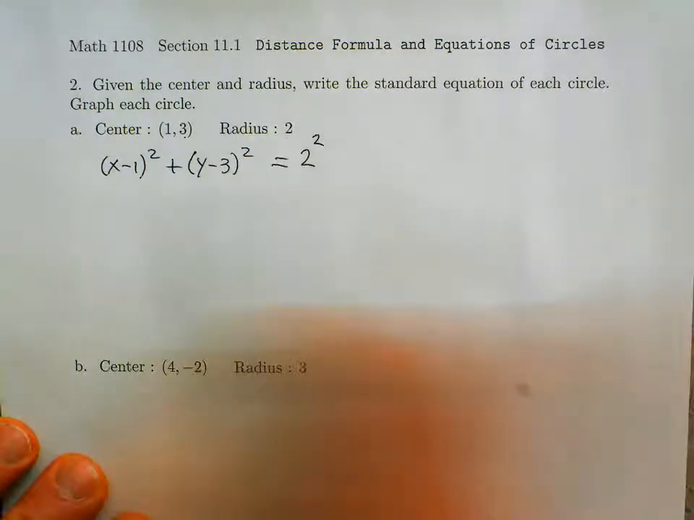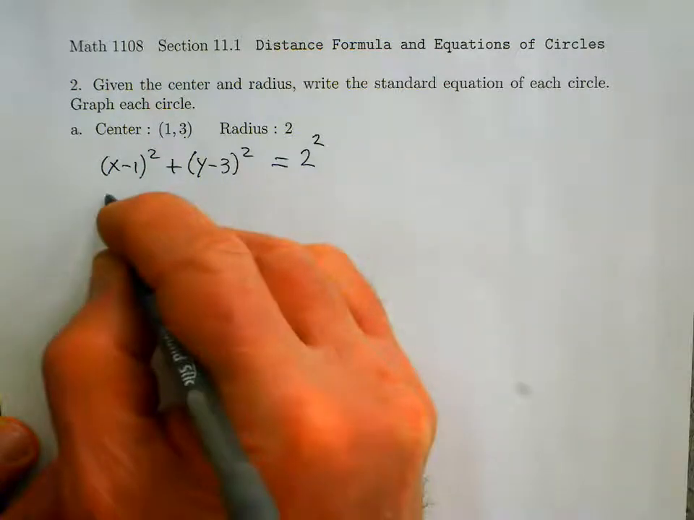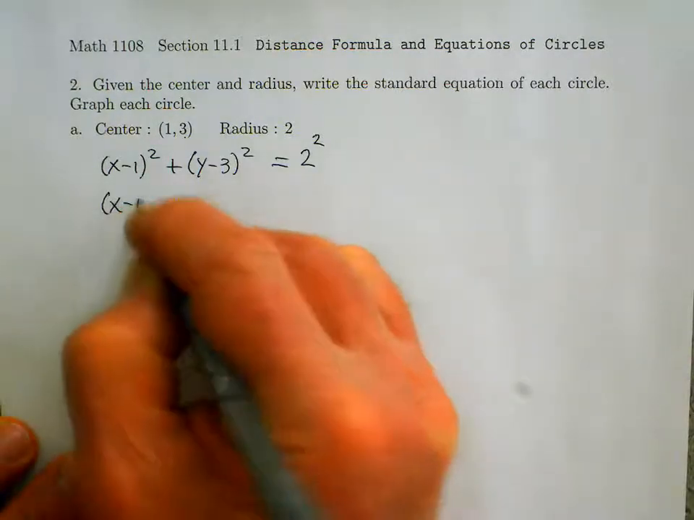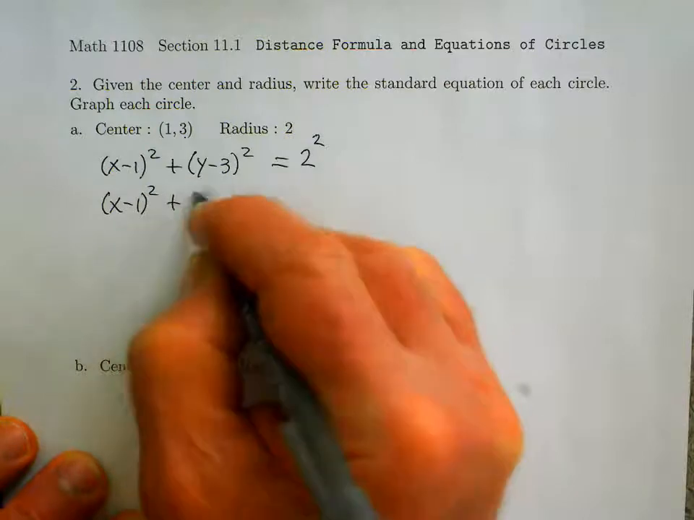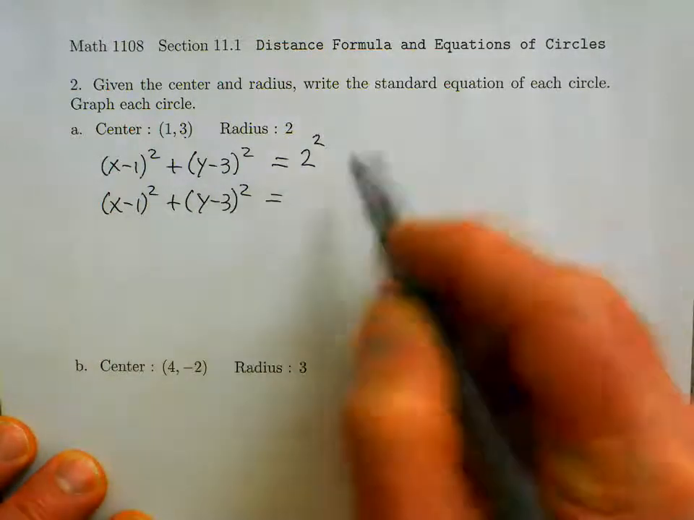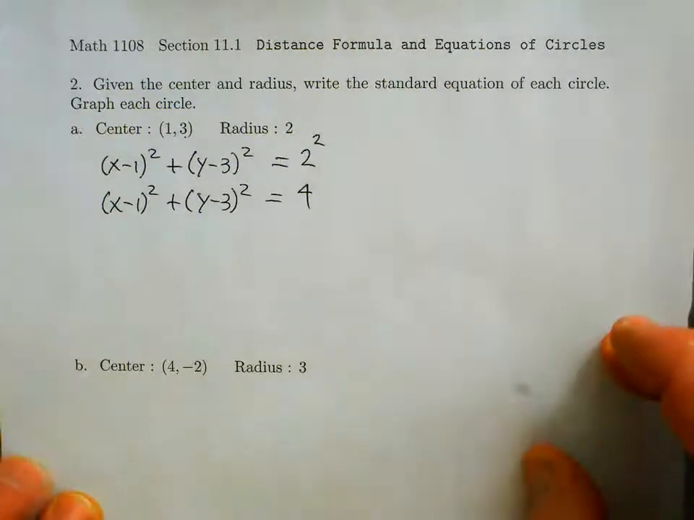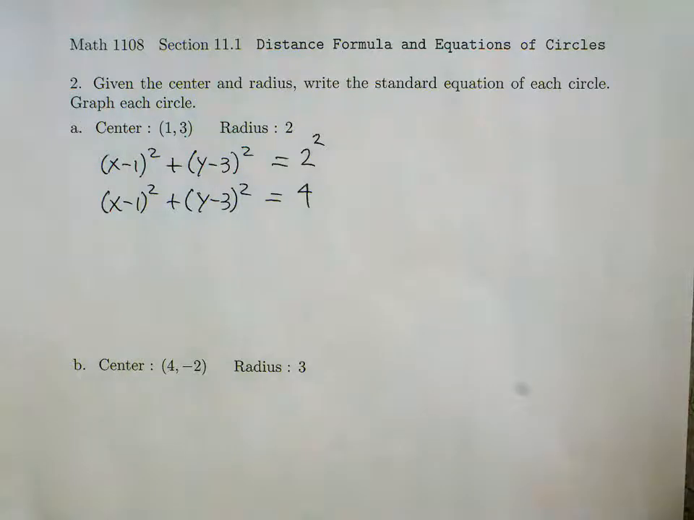Well, on a test, this is a perfectly fine answer. If you're typing in equations in Newton, it will want you to simplify when possible. So instead of writing 2 squared, we write 4. That is the standard equation for that circle.